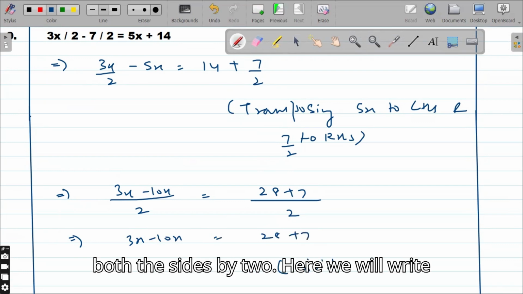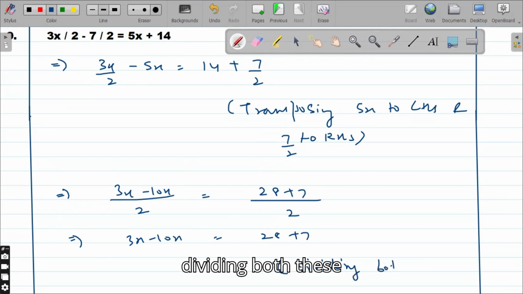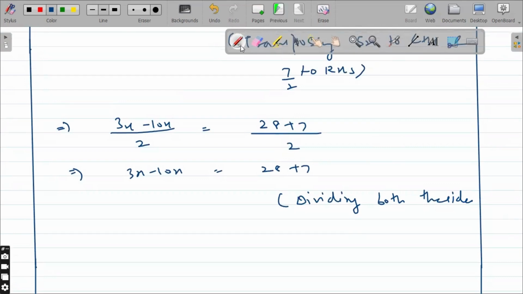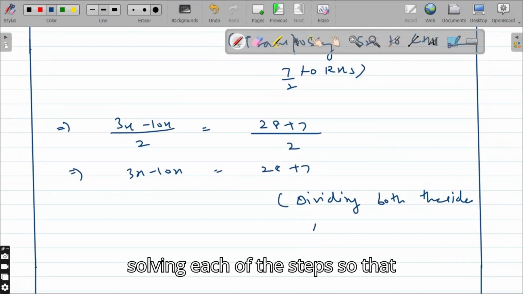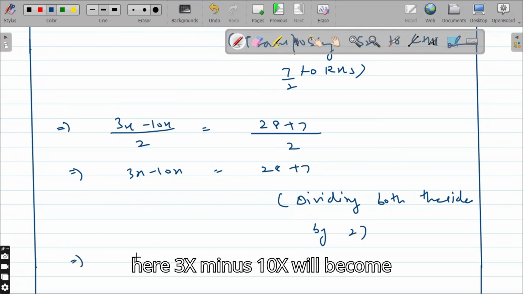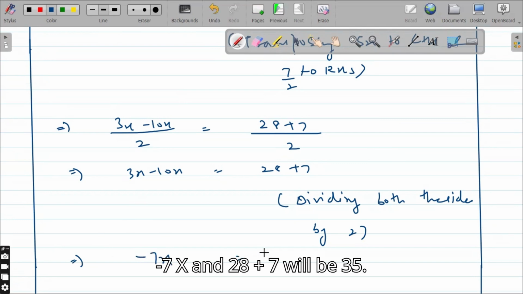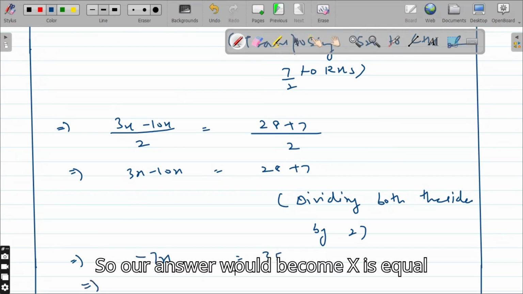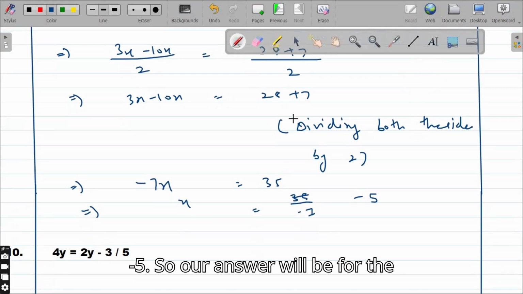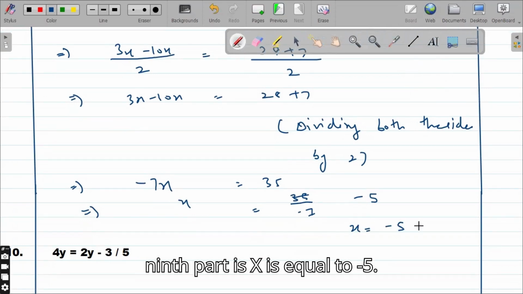Dividing both the sides by 2. Here we will write dividing both the sides by 2. I am solving each of the steps so that no confusion is left for you. So here 3x minus 10x will become minus 7x, and 28 plus 7 will be 35. So our answer would become x is equal to 35 by minus 7, that is minus 5. So our answer for the ninth part is x is equal to minus 5.